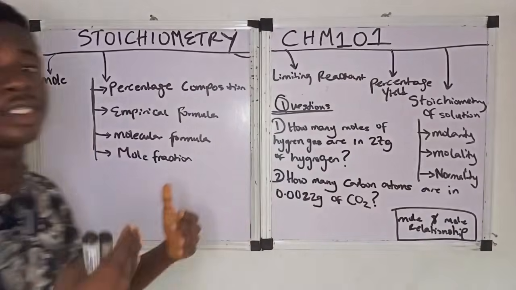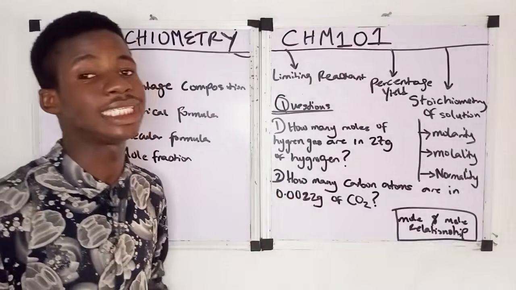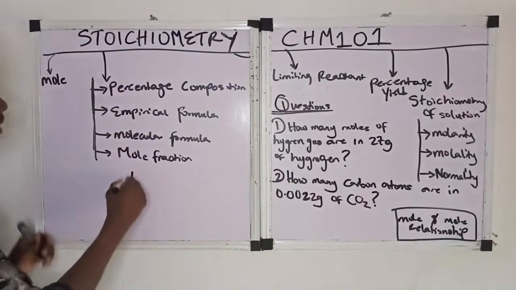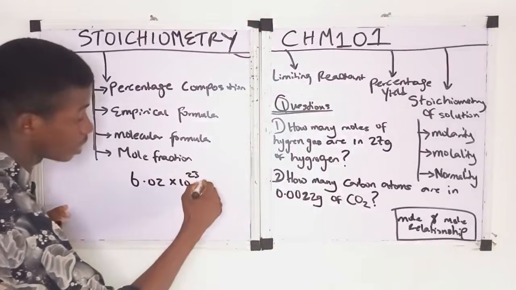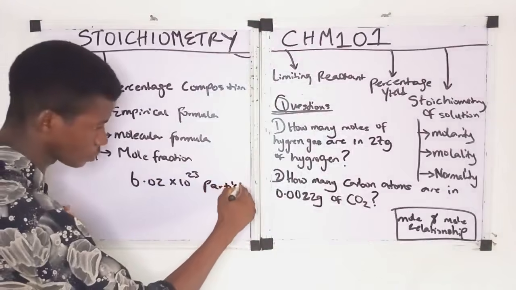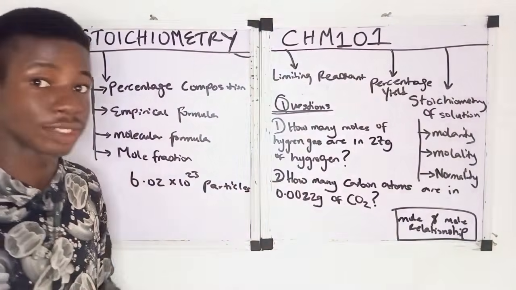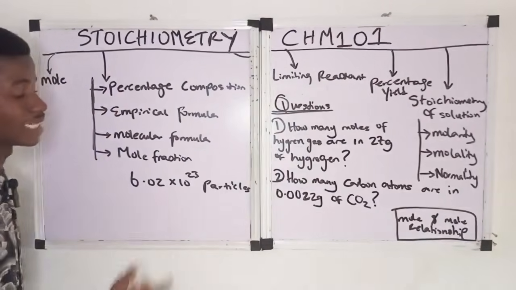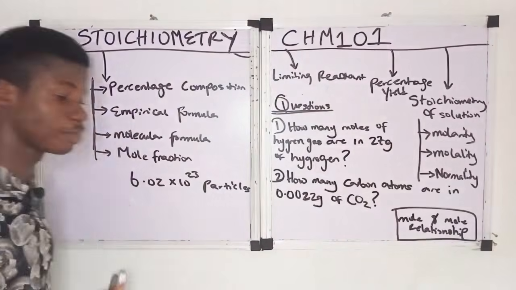So now what is mole? What is mole of a substance? Now the mole of a substance is that amount of that substance that contains 6.02 times 10 to the power 23 particles. Okay, so mole is that amount of substance that contains 6.02 times 10 to the power 23 particles. I'll be fast with this part.